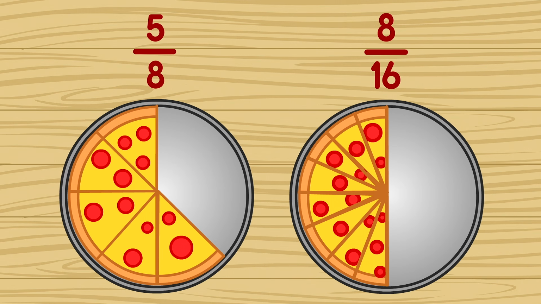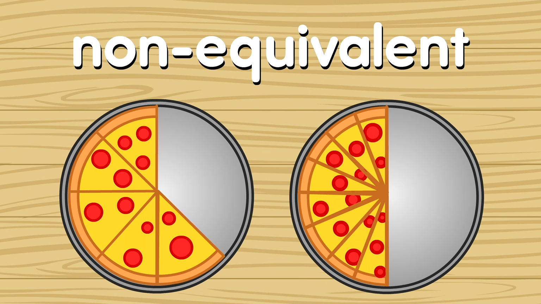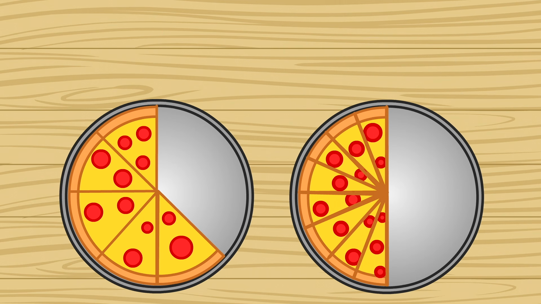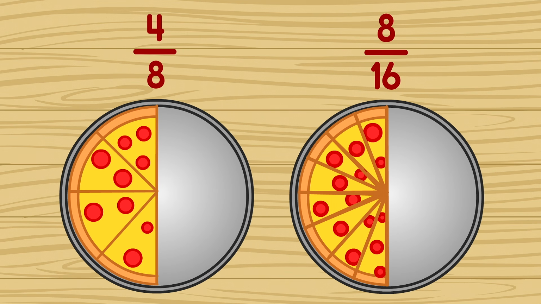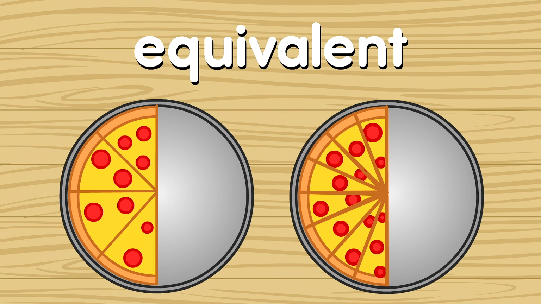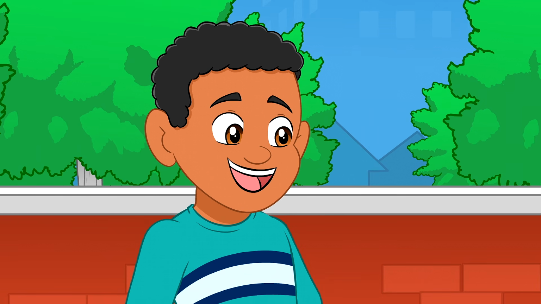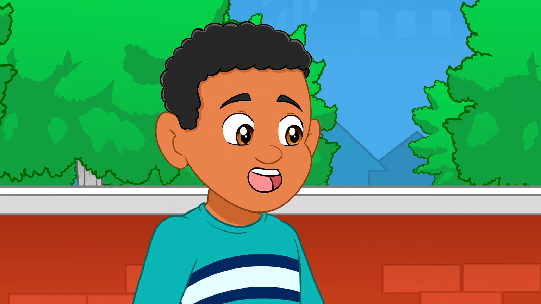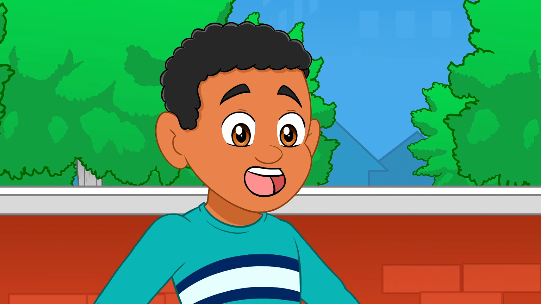5/8 and 8/16. Non-equivalent. If I ate one more piece from the one with 5/8, then it would be 4/8. And 4/8 and 8/16 are equivalent. Great! I think we have the idea. Let's move on to the bonus question.